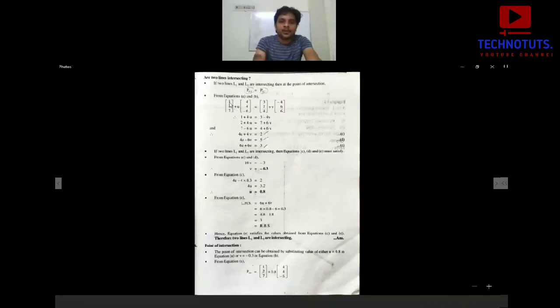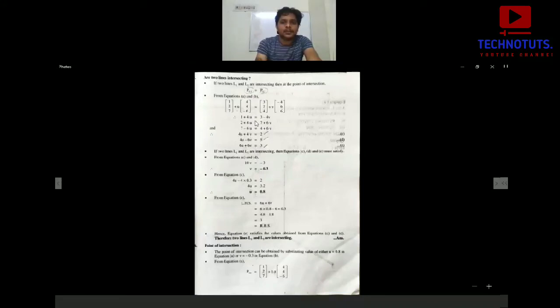So here 1 plus 4u is equal to 3 minus 4v. Similarly, from the second row, 2 plus 4u is equal to 7 plus 6v, and from the third row, 7 minus 6u is equal to 4 plus 6v. From these three equations, we can determine the value of u and v.